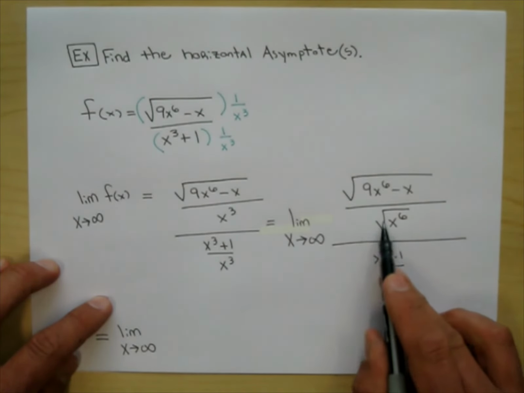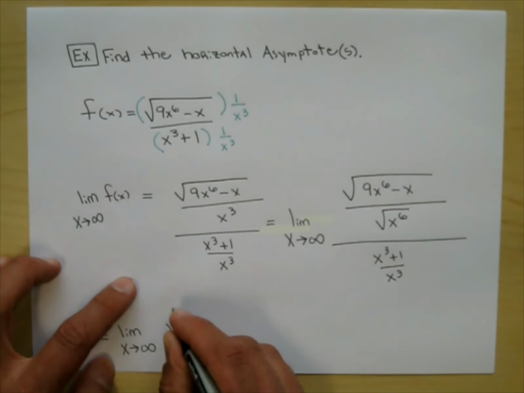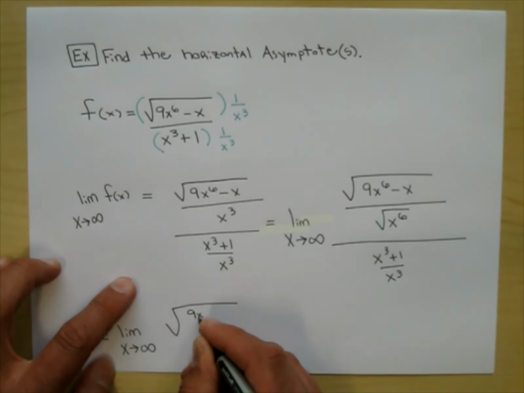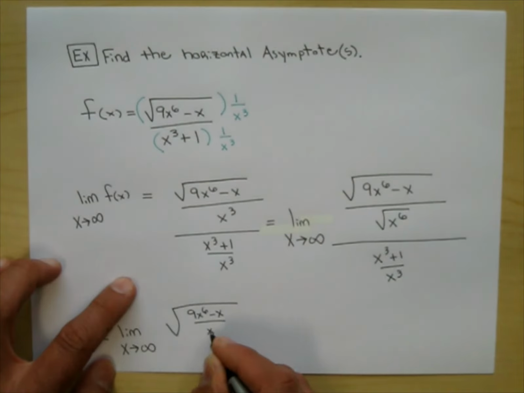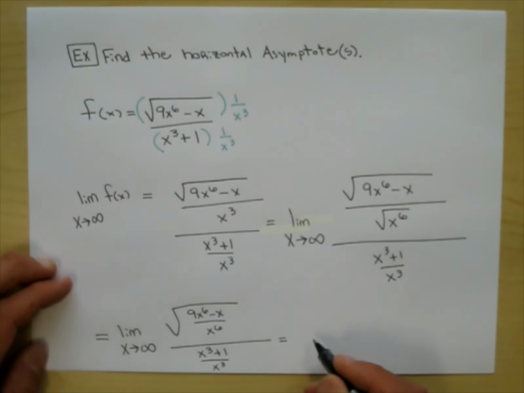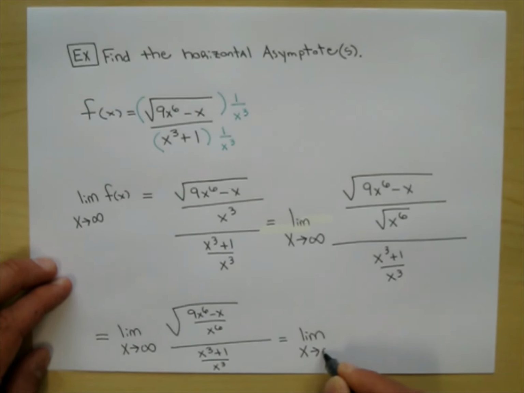You can kind of make that into one big square root. So this is the square root of 9x to the 6th minus x all over x to the 6th, all over x cubed plus 1 over x cubed. This is the limit as x approaches infinity.